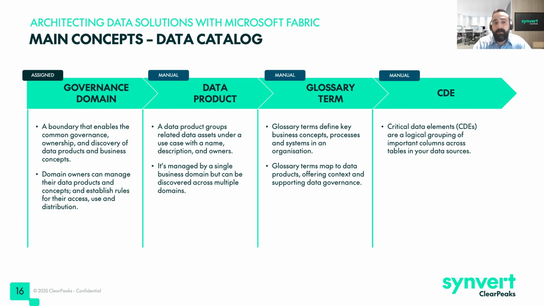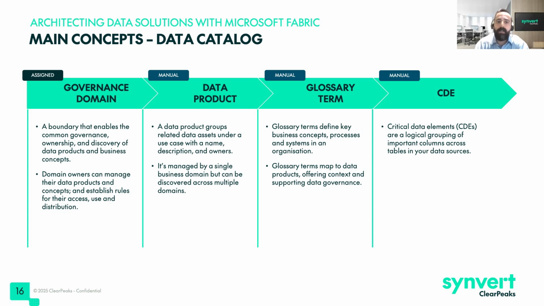Then this slide shows the 4 key components of Microsoft Purview Data Catalog, arranged in a logical flow. This structure shows how Purview organizes and manages data assets from governance to specific data elements, enabling comprehensive data management and discovery. Governance domain represents the highest level organization for data governance. It establishes boundaries for common governance, ownership, and discovery. It enables the domain owners to manage data products and concepts within the area, and control access rules and distribution policies. It provides a framework for consistent data management across the organization.